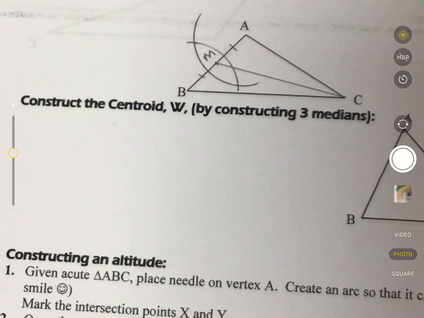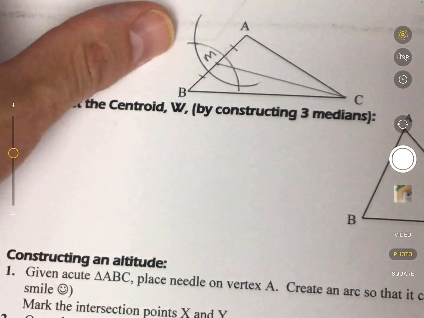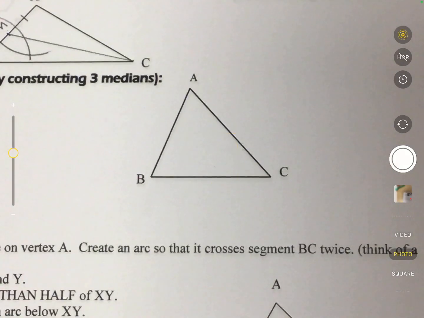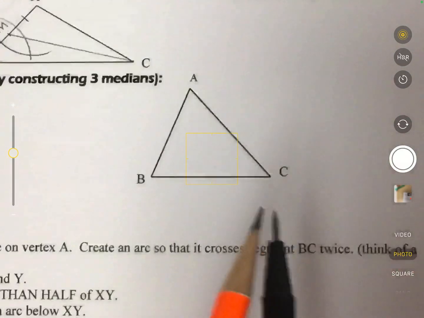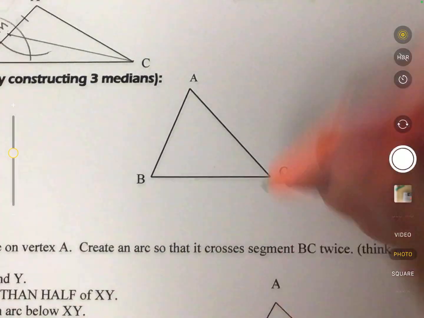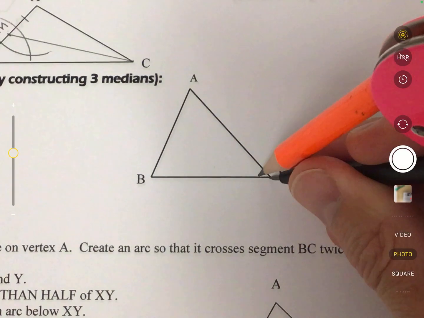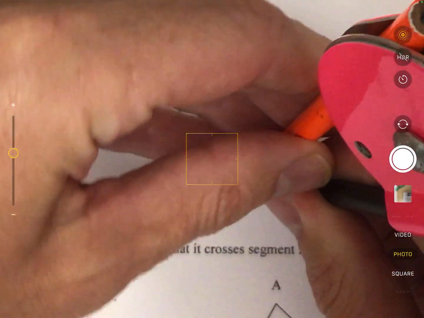The next example here wants us to go ahead and construct centroid W by doing 3 medians. No problem. Just do your 3 midpoints for each of the sides. So to walk through this pretty quickly, I need to find the median for side AC. It doesn't matter which one you start with.